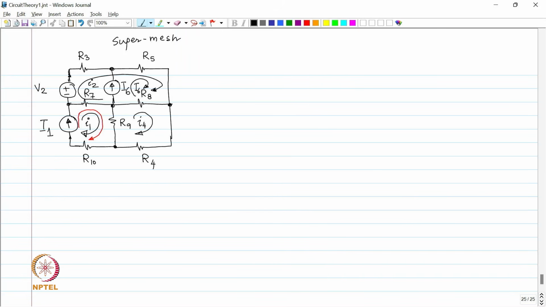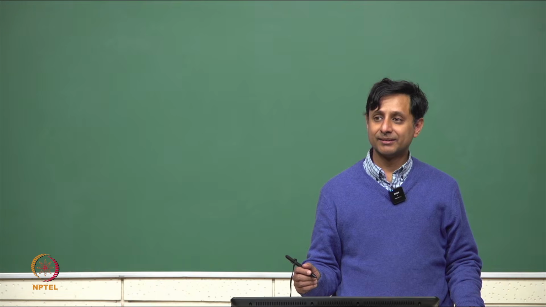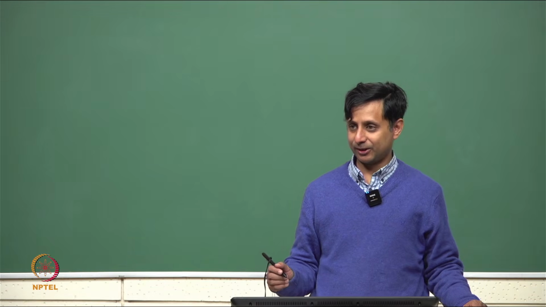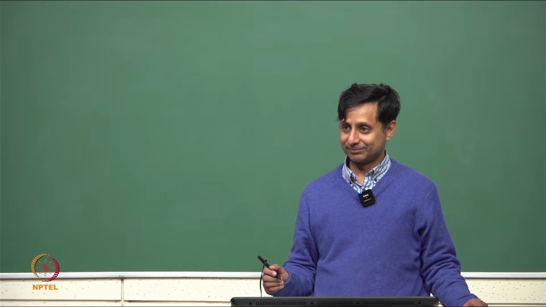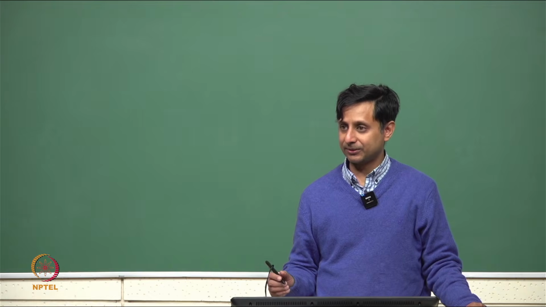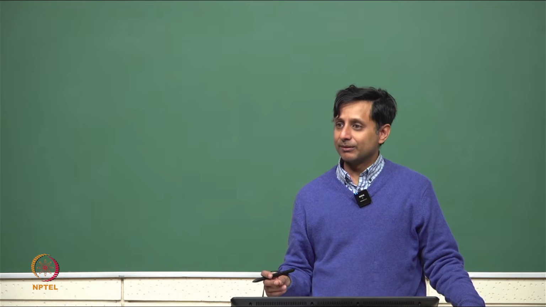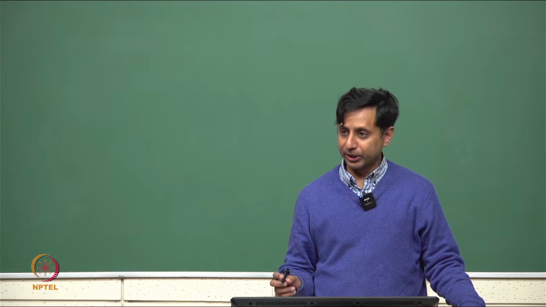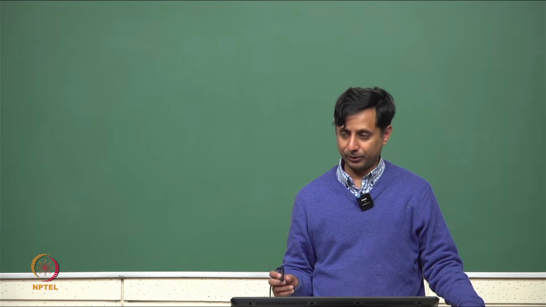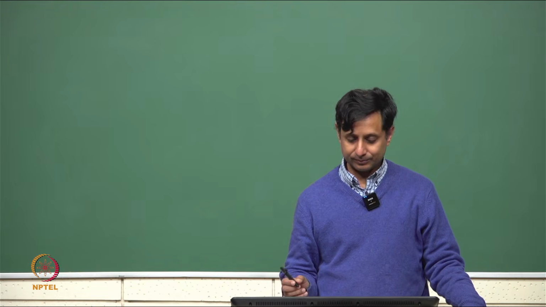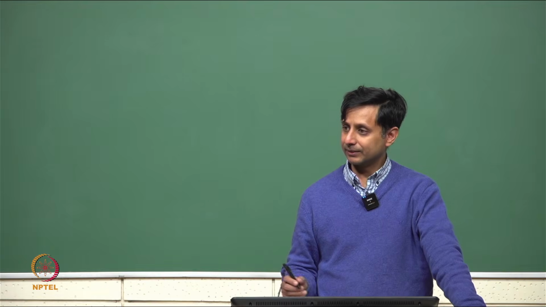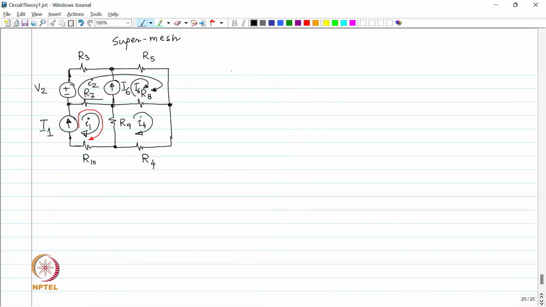Because now we are in place to write out the KVLs. How many KVLs should we write? 2 KVLs, not 1. We have 2 KVLs to write. Okay. We have I4, I4 is unknown and I2 is unknown. Okay. So, we have 2 KVLs to write.